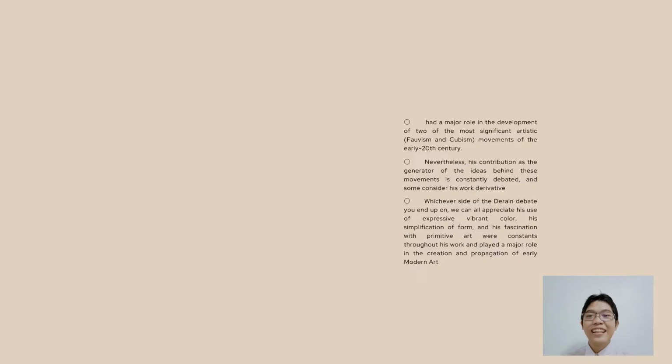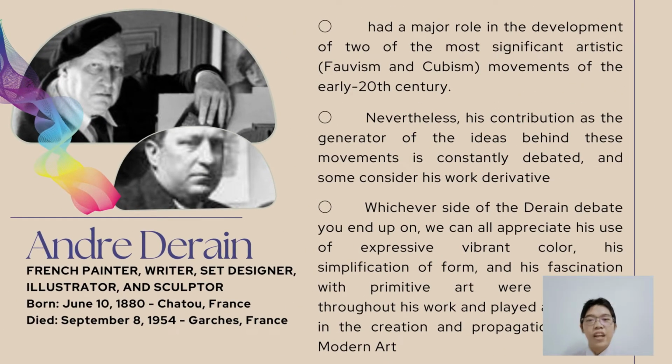And now number 3 on our list is André Derain, French painter, writer, set designer, illustrator, and sculptor. Born June 10, 1880 and died September 8, 1954. André Derain had a major role in the development of two of the most significant artistic movements of the early 20th century. He, Henri Matisse, and Maurice de Vlaminck were responsible for generating works with a totally new style which would become Fauvism, and his association with Pablo Picasso and Georges Braque was integral to early Cubism.